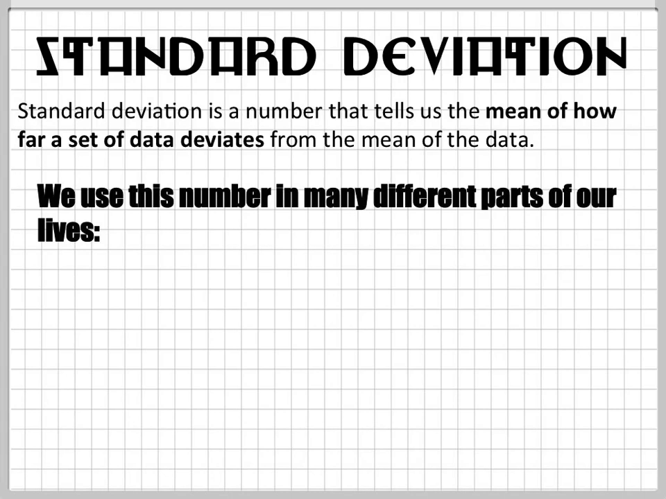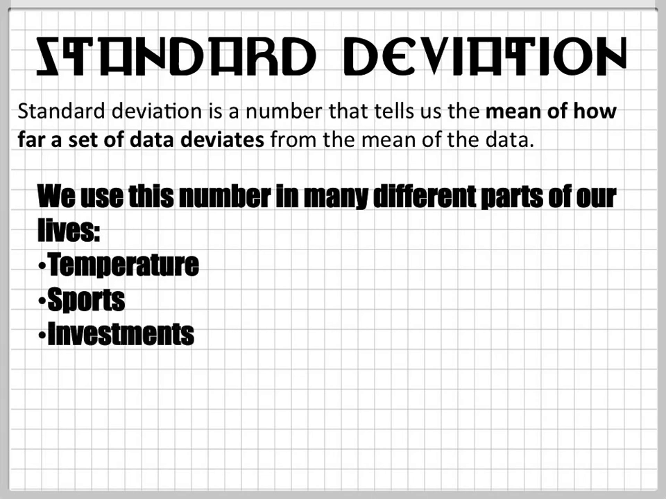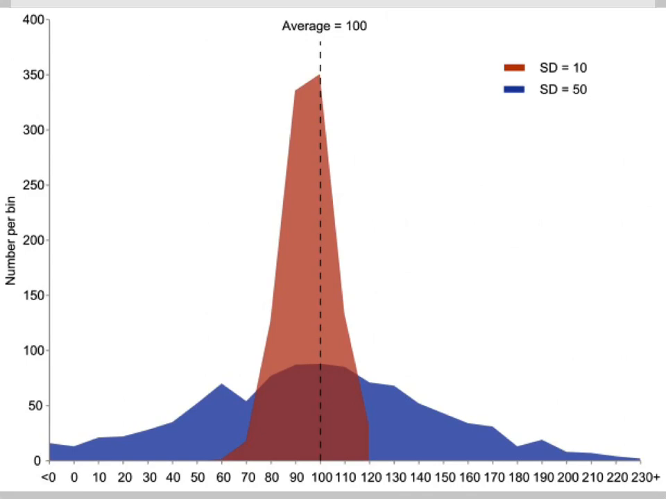Okay, so we use this number in many different parts of our lives. We actually use it for describing a climate for different areas. We also use it for sports. That's probably the biggest because stats and probability are in sports a lot. We also use it for investments. All these different types of things in our lives use standard deviation or some form of it. And there's more. I'm just throwing out a couple.